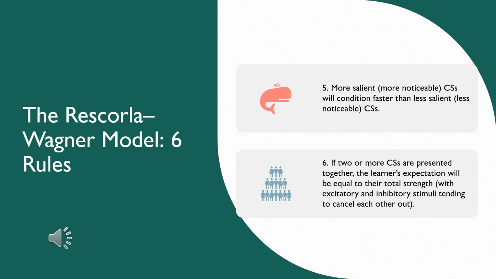So the model assumes that there is a limit to the total associative strength that can be learned for a given US, unconditioned stimulus. Once the organism has learned to fully predict the US from one or more CSs, then no further learning can occur. And the principle explains phenomena like blocking, like we discussed a few slides ago, where the presence of an already well-established CS can prevent new learning about additional stimuli because the associative strength limit has been reached.